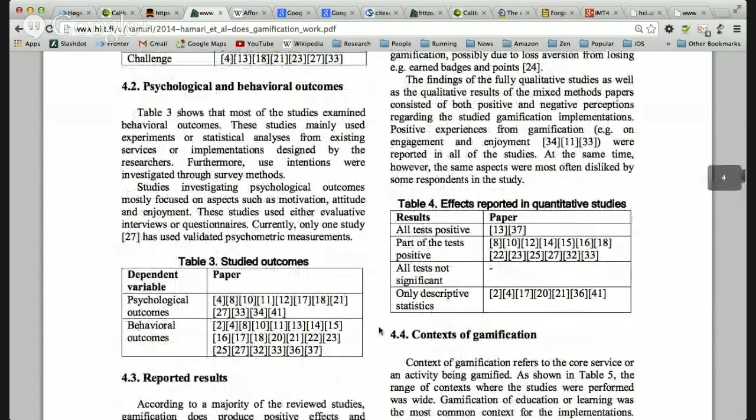They divided the studied outcomes into two, psychological outcomes or behavioral outcomes, and they summed up the results. None of the studies show that there was no effect, right? So if something was published, it never fell into that category. Some tests were all positive, some were saying some parts of the tests had positive outcomes, and some articles only had some descriptive statistics.